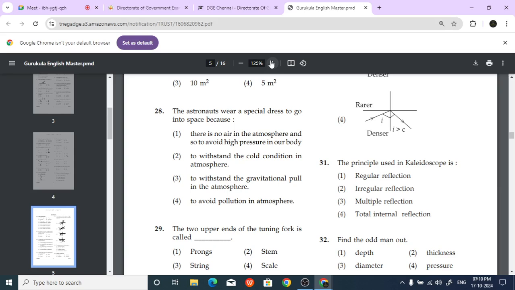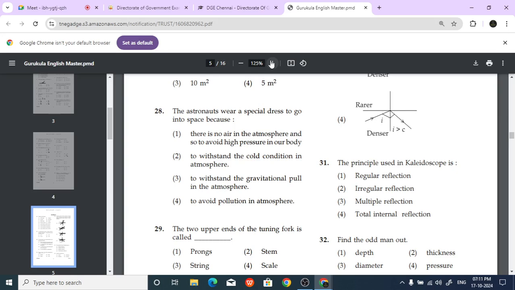How did you find 1 and 2? For me, 1 and 2 both look the same. The first one is the answer because there is no air in the atmosphere, and so to avoid high pressure in our body, they are wearing a special dress. Okay. Go to question number 31.